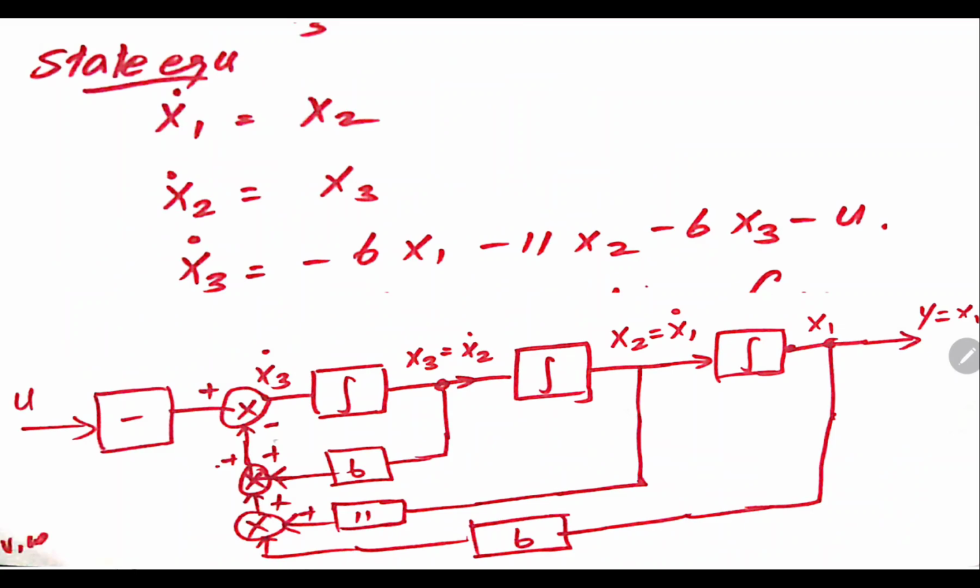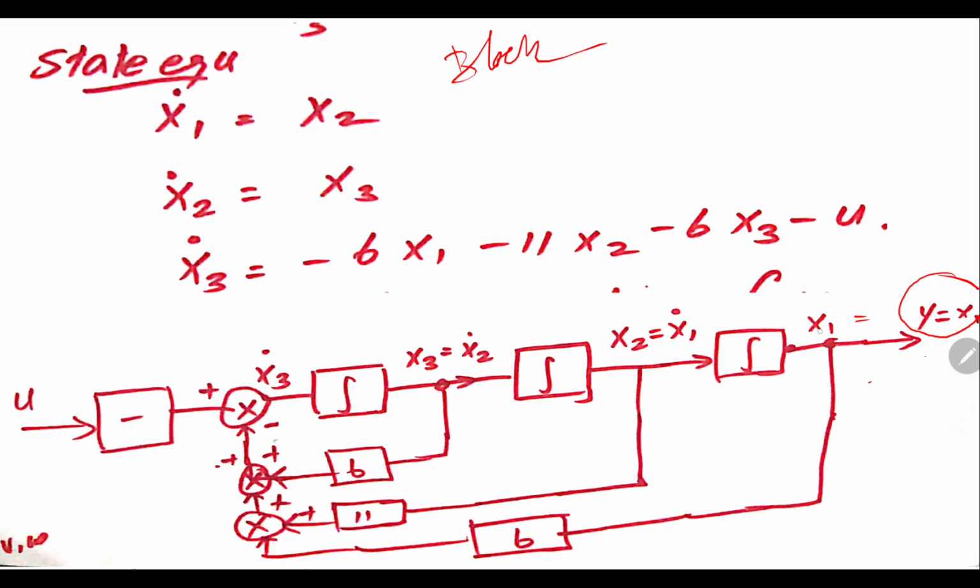For this, we need to draw a block diagram. So the first question is we have to draw the block diagram. You can draw from left to right or right to left. I am drawing from right to left. So the right side is the output. The output is y, which is equal to x1.